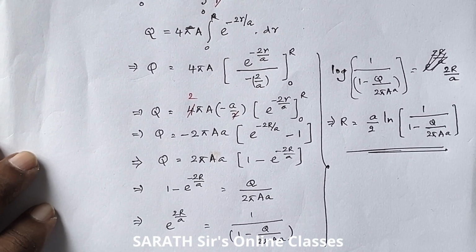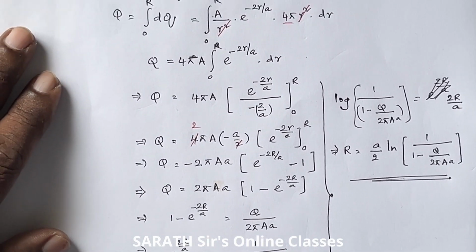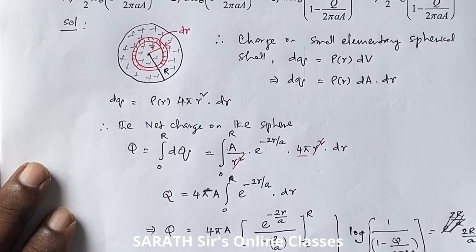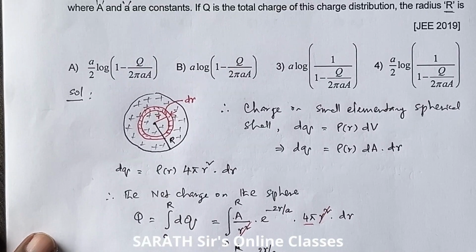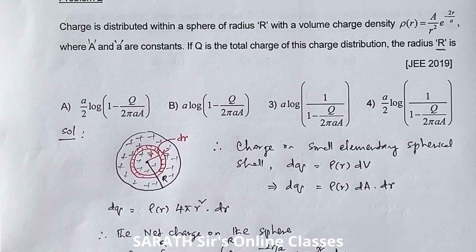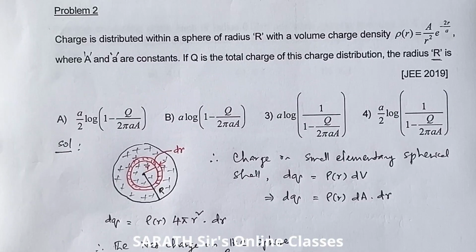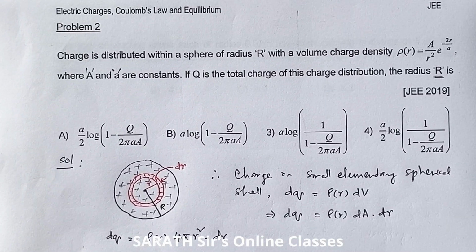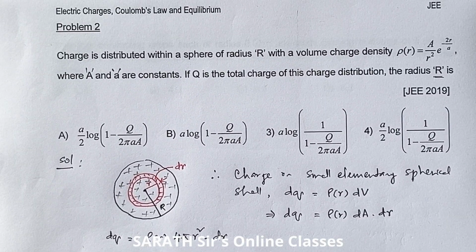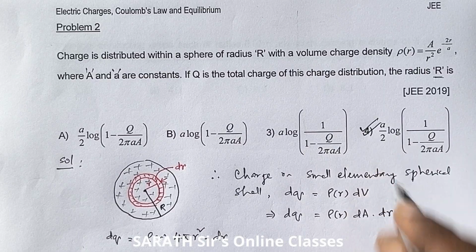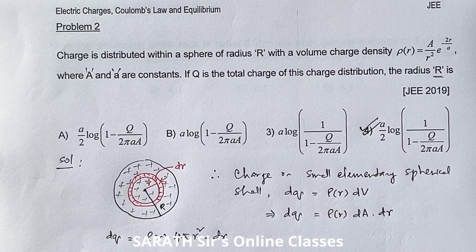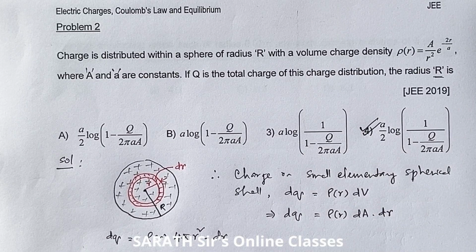So let us see which option is correct. So here our answer is a by 2 log of 1 by 1 minus Q by 2 pi small a capital A. So the fourth option is the correct option. It is a very good problem.